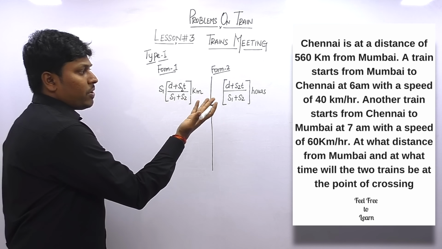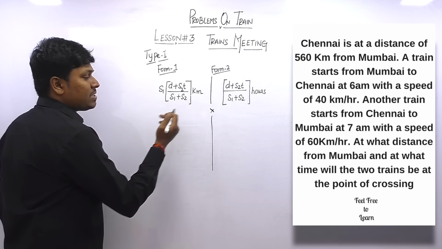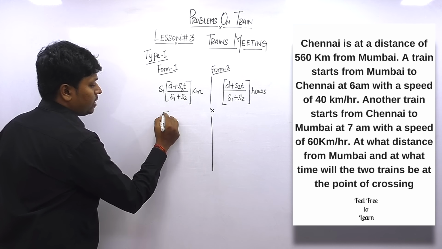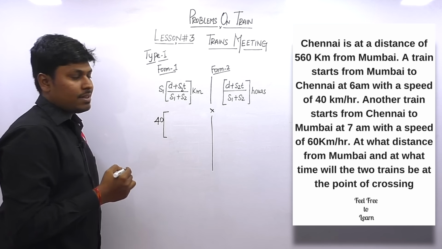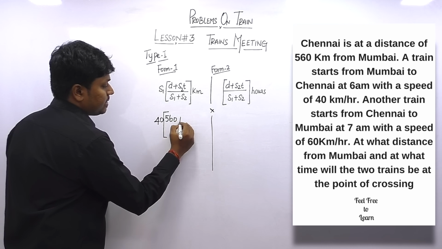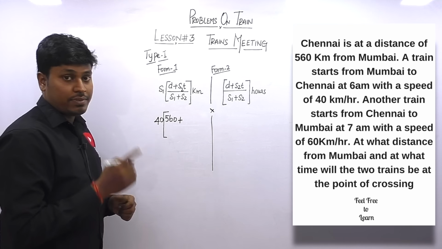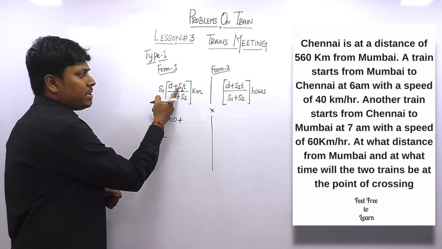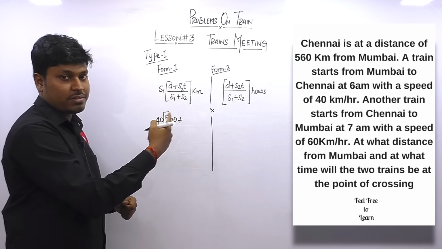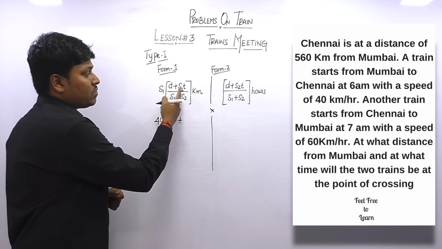So what are all the points they have given? The speed of train 1 is given, that is 40 km. So substitute value of S1 will be 40. So next is distance. So distance between Chennai and Mumbai is 560 km. So 560 plus S2 into T. Friends, most important: I think in the previous formula I have written S1 here. That is wrong. So just change it in the previous question. This is S2, right? So S2 into T.